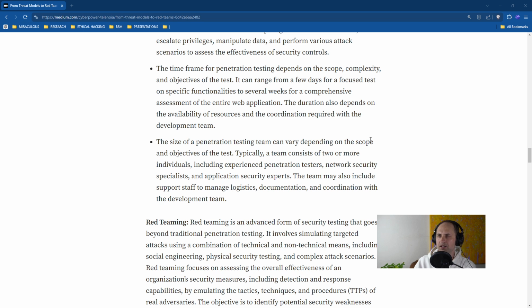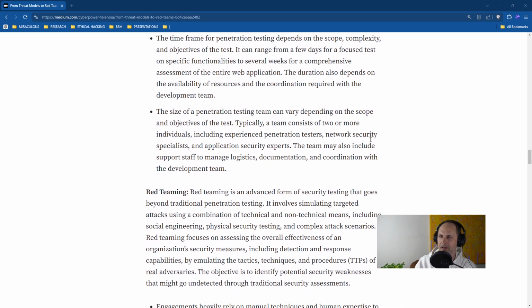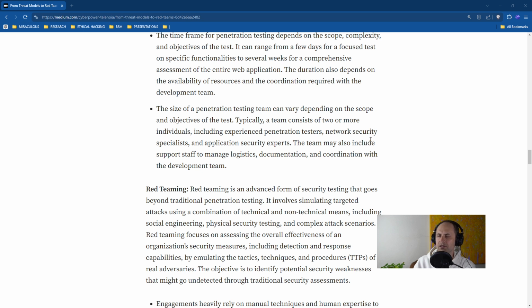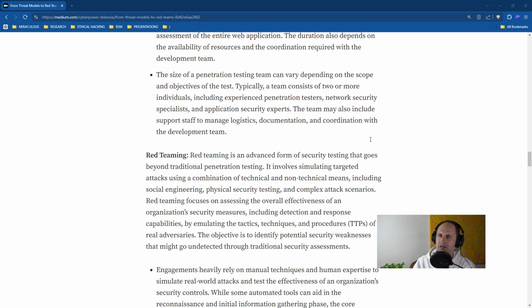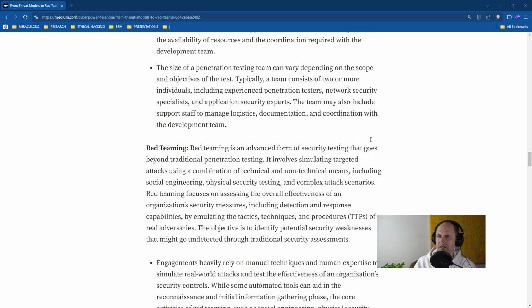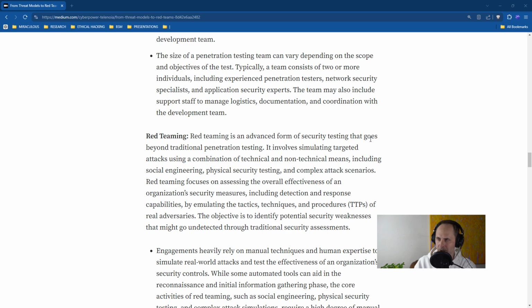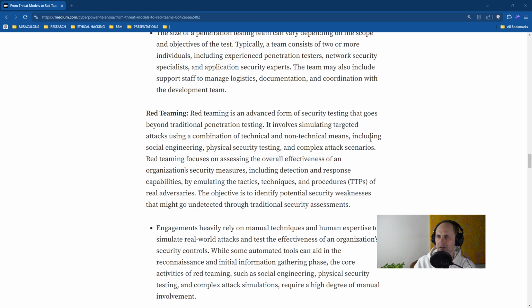range from a few days for a focused test on specific functionalities to several weeks for a comprehensive assessment of the entire web application. The duration also depends on the availability of resources and coordination required. The size of a pen test team can vary depending on the scope and objectives. Typically, a team consists of 2 or more individuals, including experienced pen testers, NetSec specialists, and AppSec experts. The team may also include support staff to manage logistics, documentation, and coordination with the dev team.